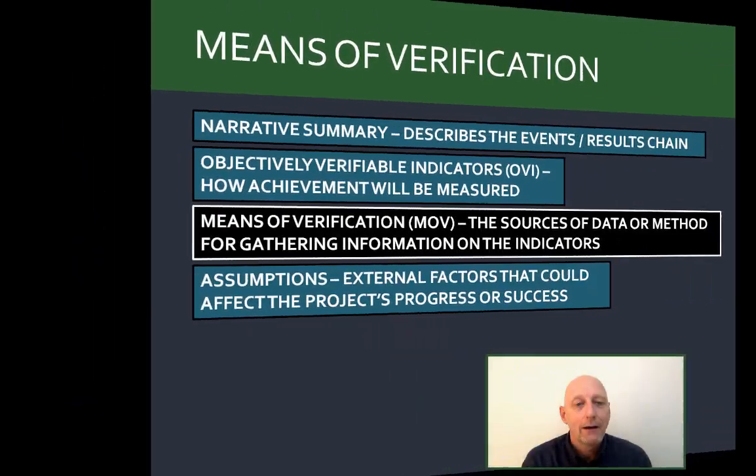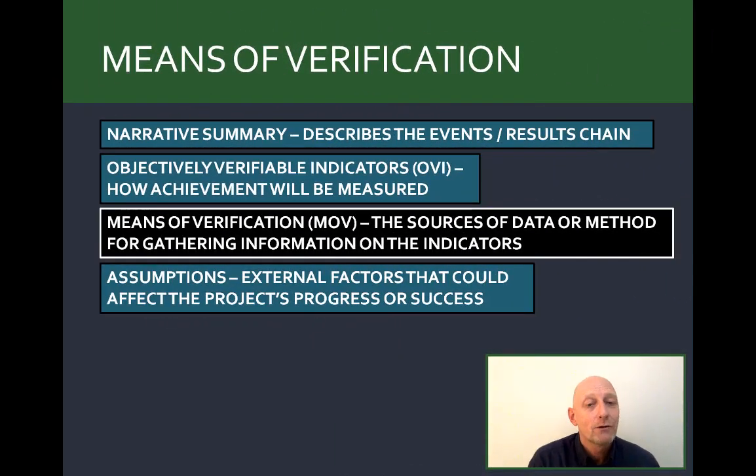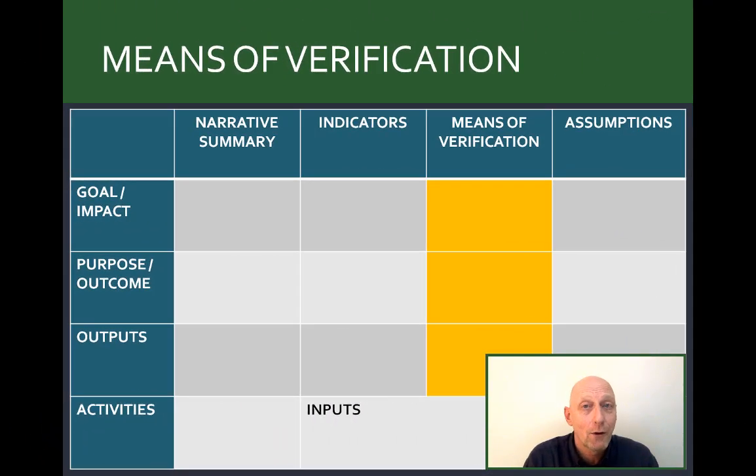Now that we have our indicators, we're going to look at means of verification. What is the source of data? Who's got the information? And what is the method we're going to use to show that that indicator has actually been met? And that is the third column. And we need MOV, means of verification, alongside our indicators for outputs, outcome, and impact.